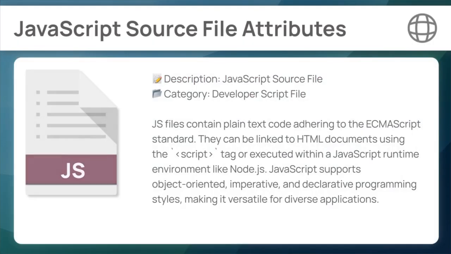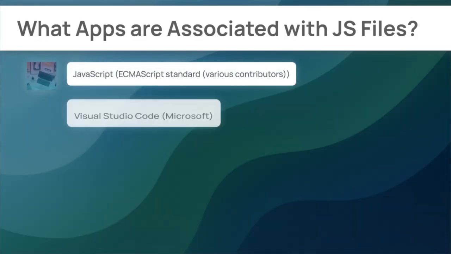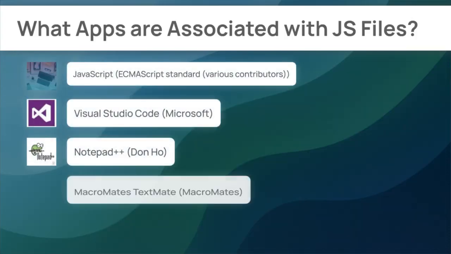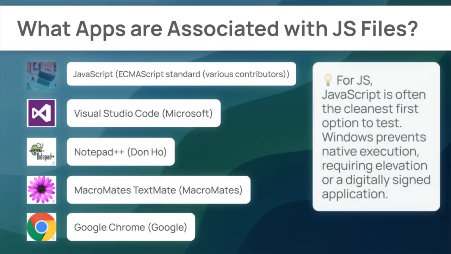They can be linked to HTML documents using the script tag. For JS, the safest first choice is JavaScript. Windows prevents native execution, requiring elevation or a digitally signed application. Windows can display the file contents, but safe execution relies on trusted environments.